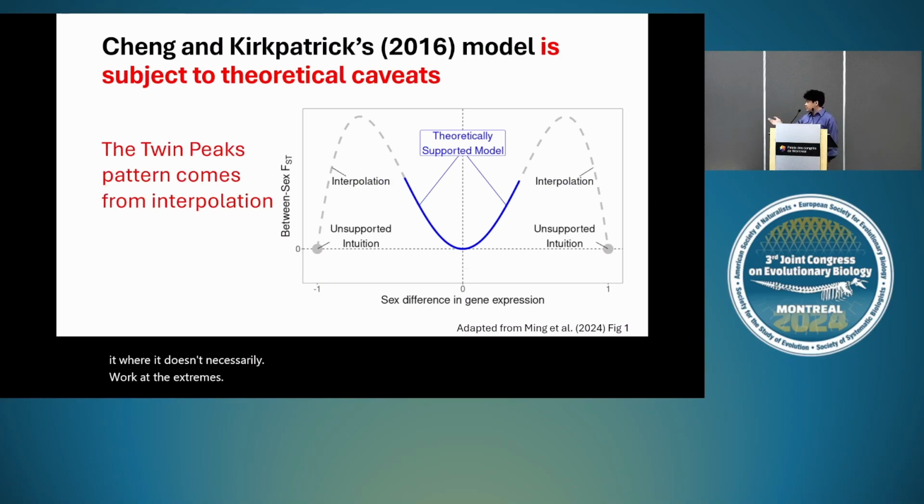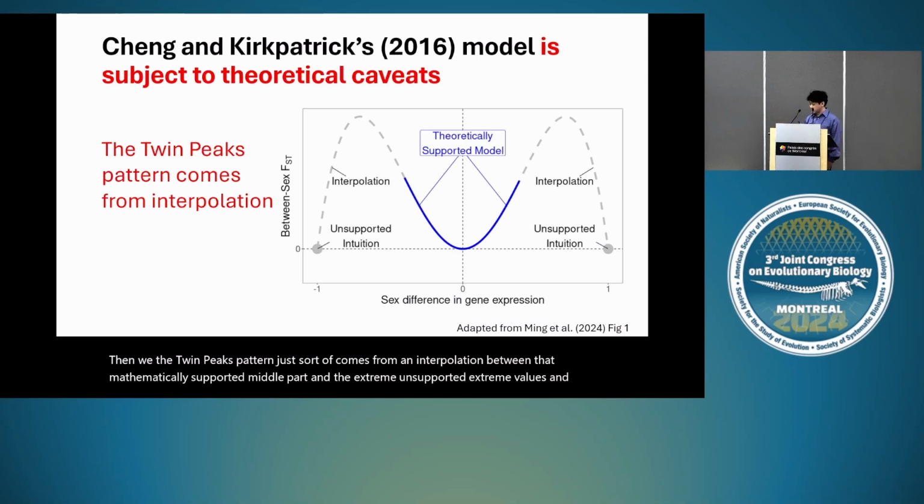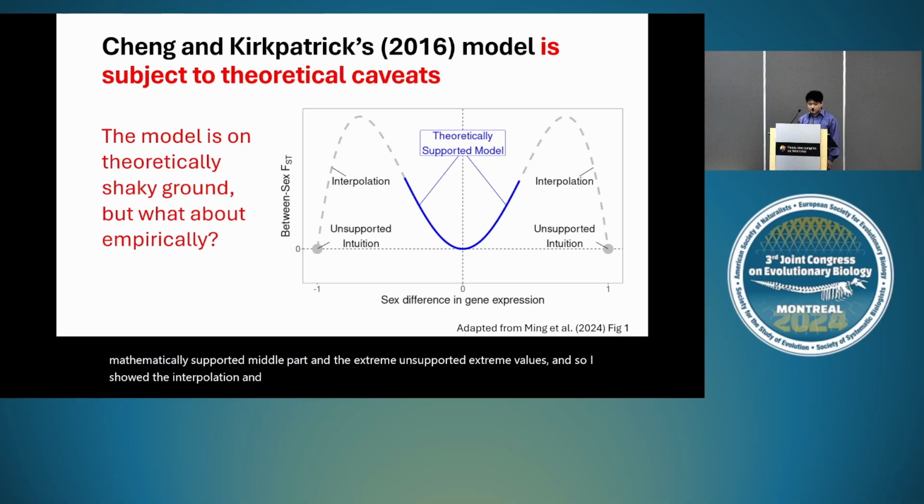Then the Twin Peaks pattern just sort of comes from an interpolation between that mathematically supported middle part and the extreme unsupported extreme values. And so I showed the interpolation in dotted lines here. So we think that this model is sort of on shaky ground from a theoretical standpoint, but we wanted to know if this model and the Twin Peaks pattern hold up when we test them empirically.